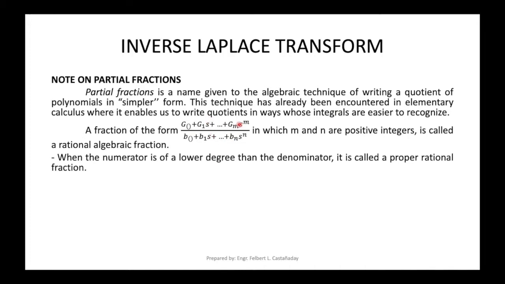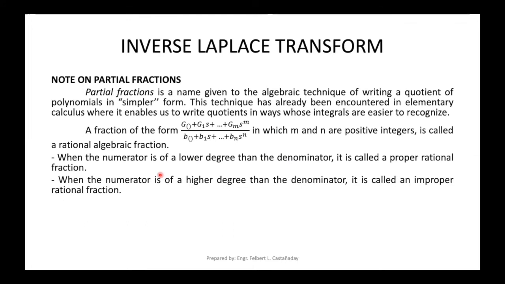When the numerator is of lower degree than the denominator, we call it the proper rational fraction or proper rational function. Again, numerator of lower degree than the denominator, we call it proper rational fraction. And when the numerator is of higher degree than the denominator, we call it improper rational fraction. So the same idea as with fractions.